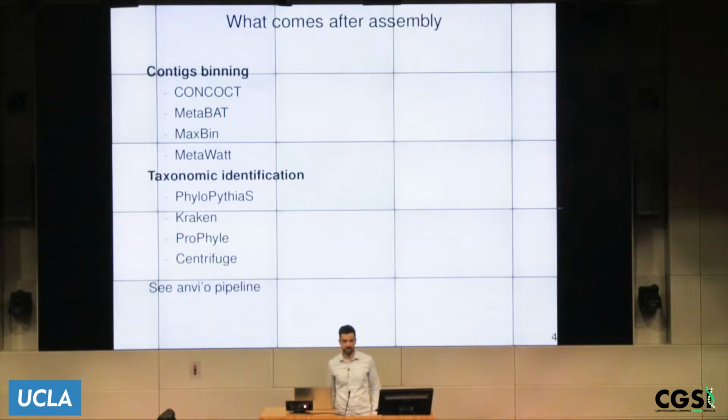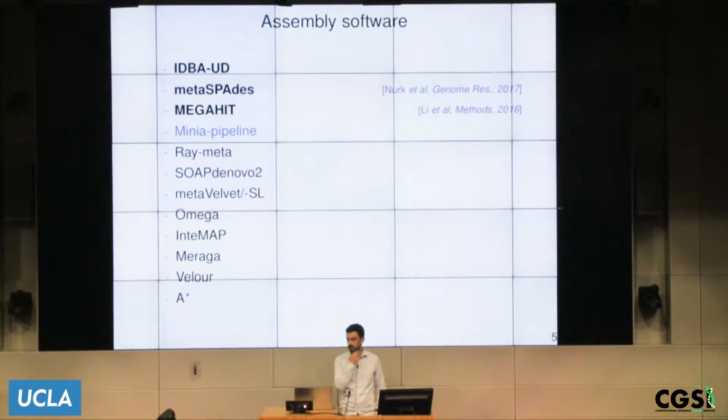So another pointer is the NVO pipeline, which is actually a wrapper around assembly, binning, and taxonomic identification, and I think you will have a talk about this in a few days. So I'll focus on metagenome assembly software.